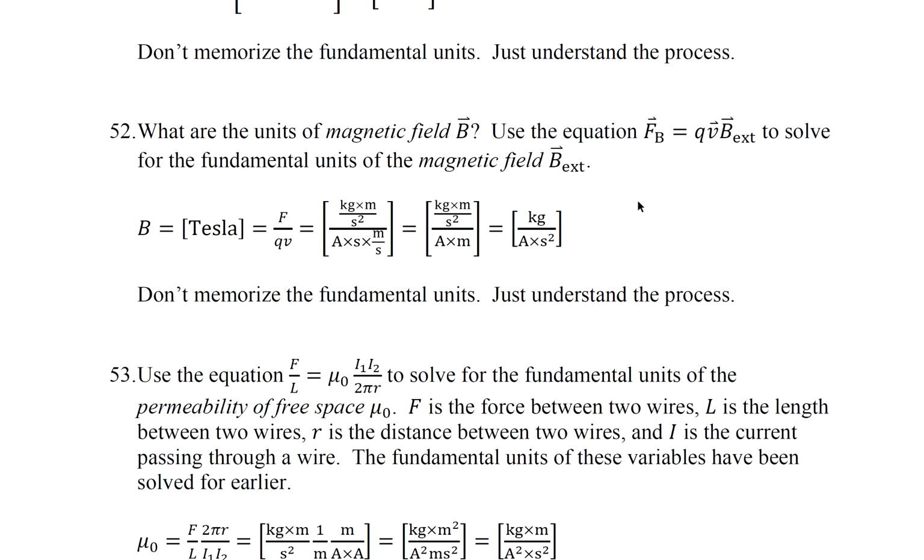Question 52, what are the fundamental units of magnetic field B? That's tesla. Then use the equation F equals Q v B to solve for the fundamental units of the magnetic field B. So first solve for B, which is F over Q v. Plug in the fundamental units for each variable. Then you could simplify to get an answer.